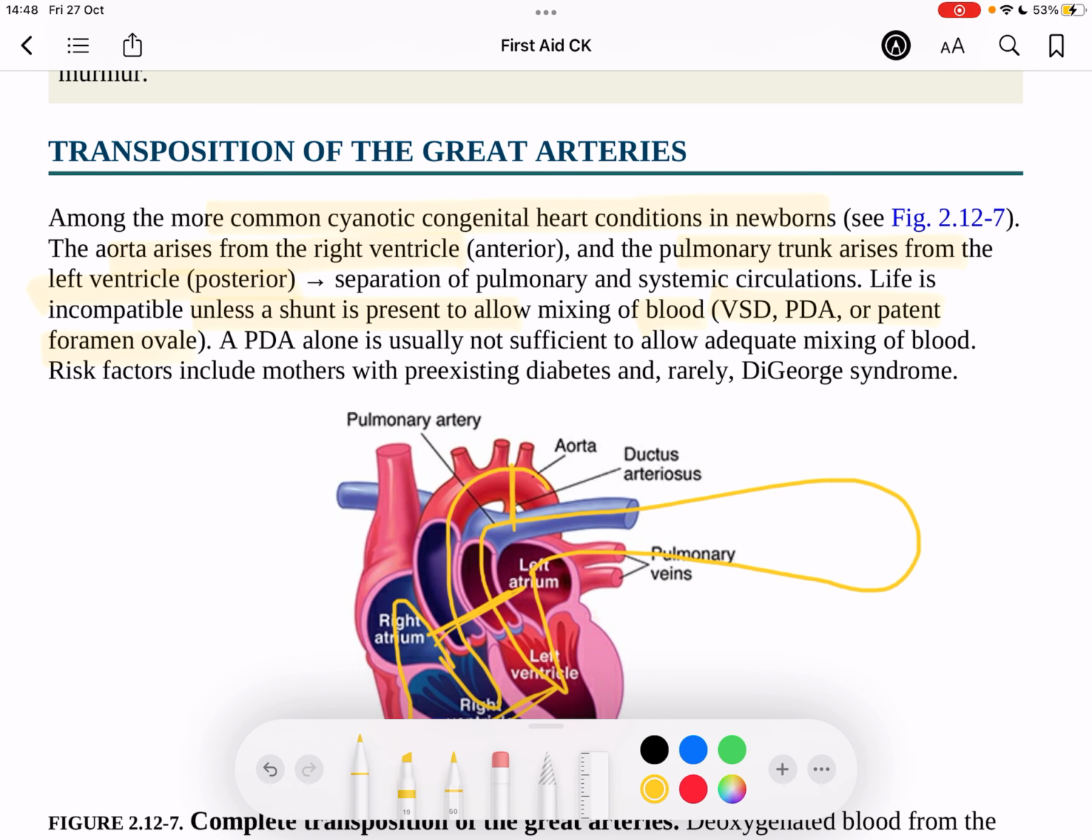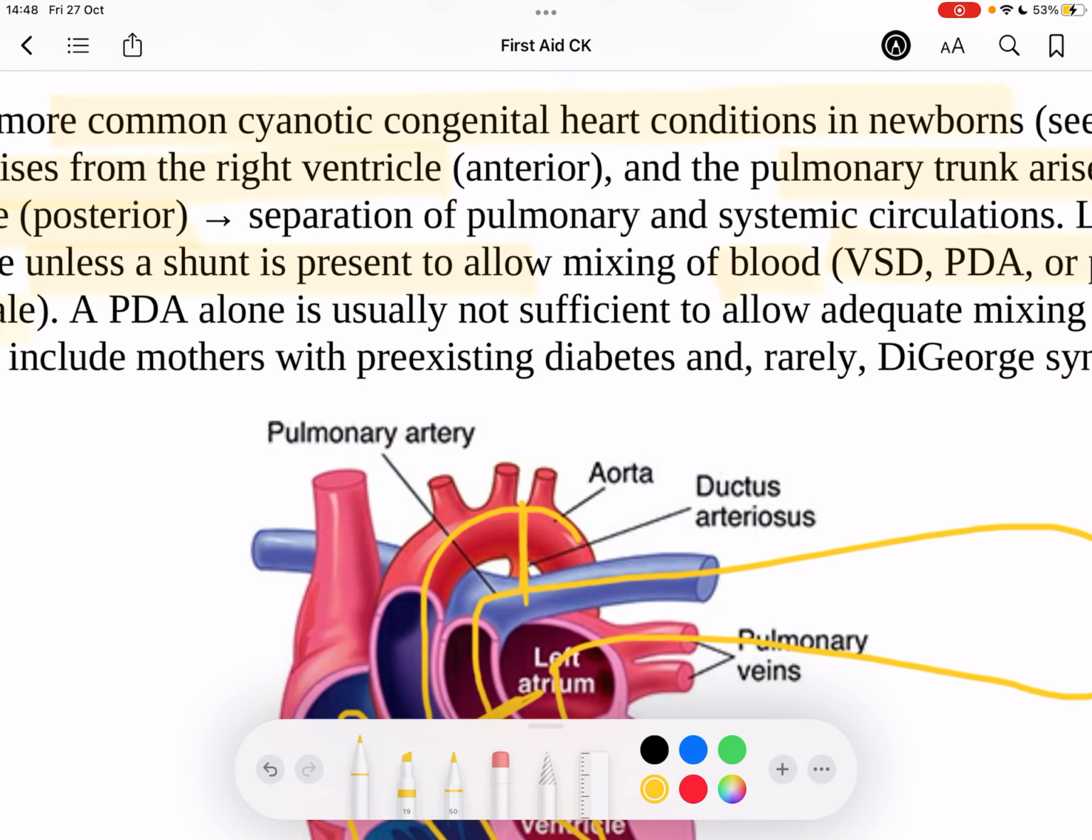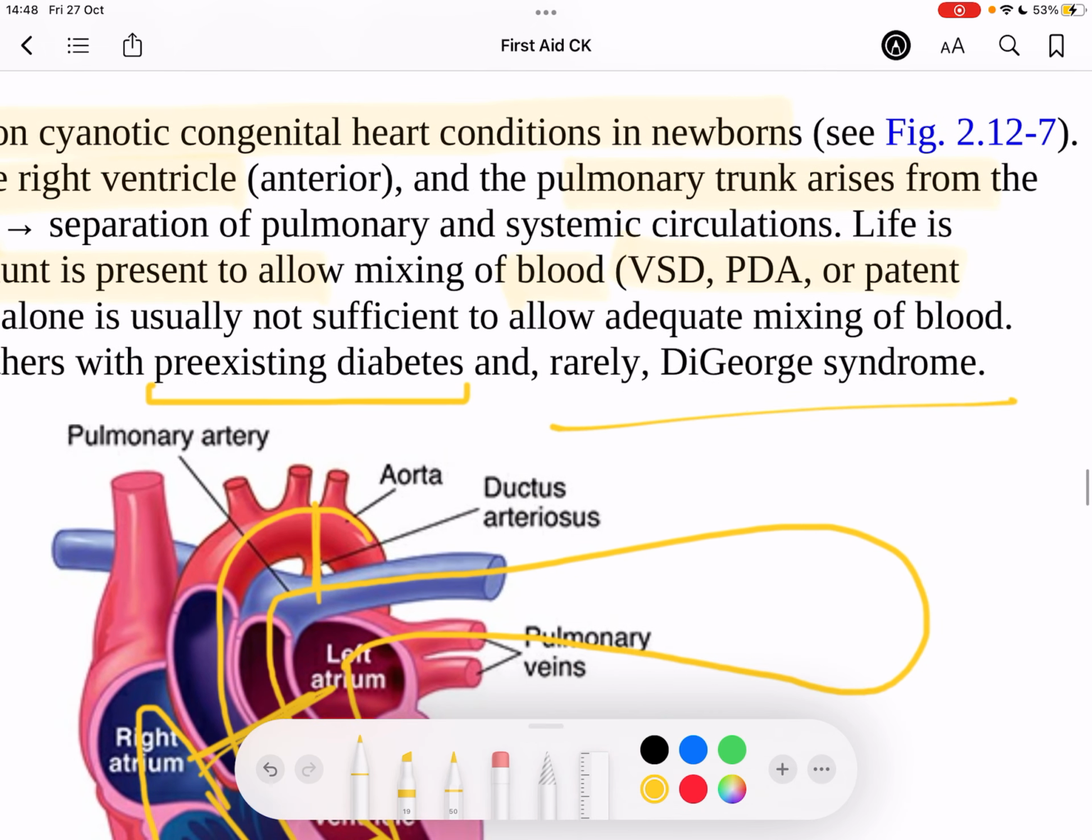And risk factors, we have discussed them already. The big one is pre-existing diabetes. Okay, rarely DiGeorge syndrome. Okay, you're going to have many other signs and symptoms with DiGeorge syndrome, like facial abnormalities, cleft lips, cleft palates, thymic aplasia. But the pre-existing diabetes is the one that they're going to want to test you on.